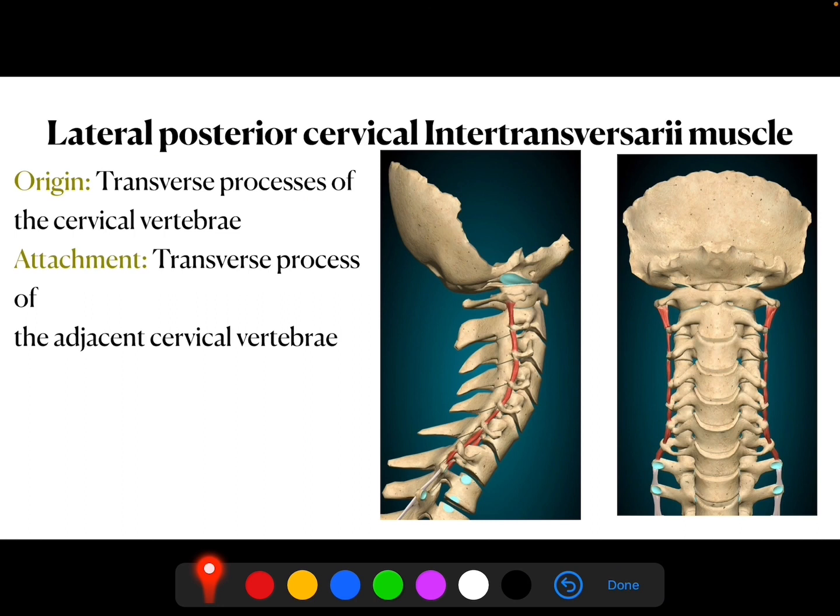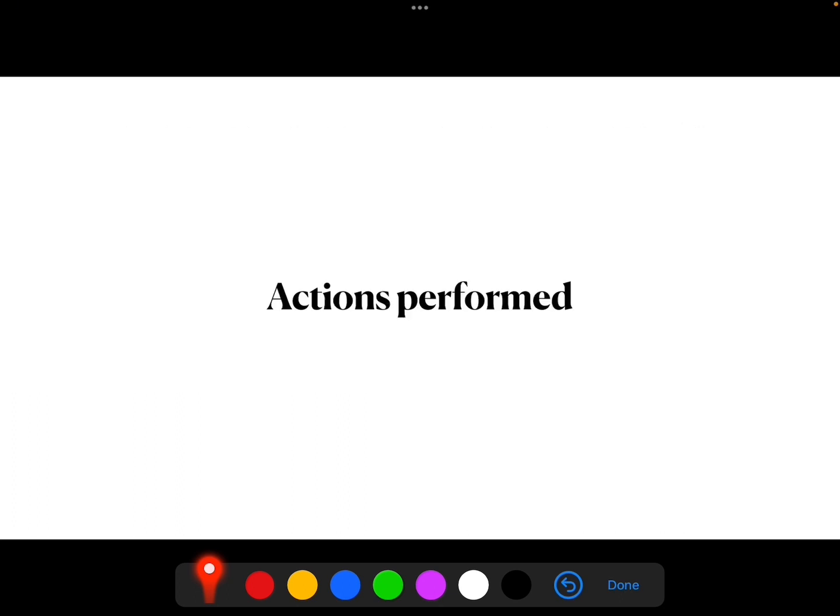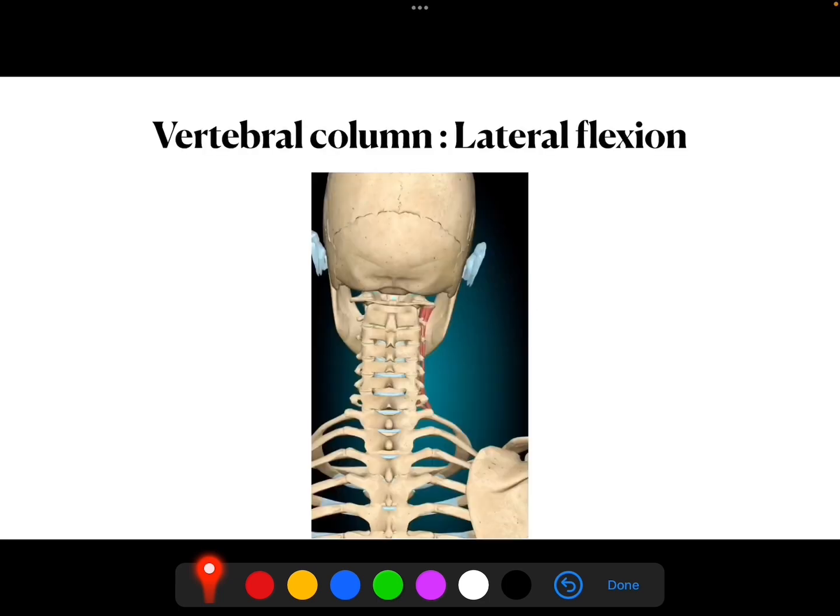Lateral posterior cervical intertransversarii muscle. It originates at the transverse processes of the cervical vertebrae and attaches at the transverse processes of the adjacent cervical vertebrae. Actions performed by this muscle: lateral flexion of the vertebral column.